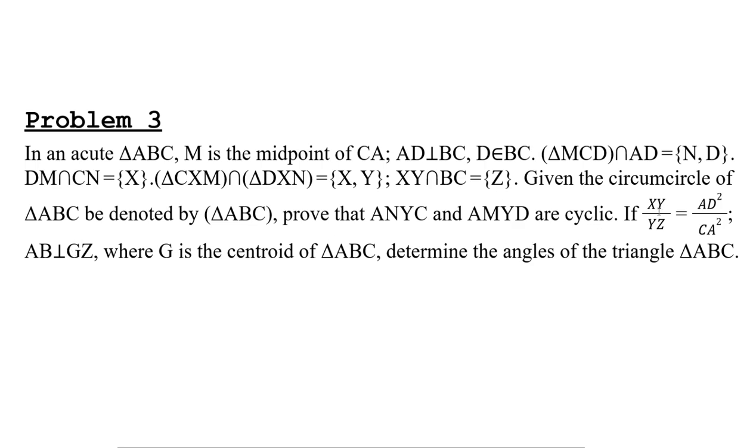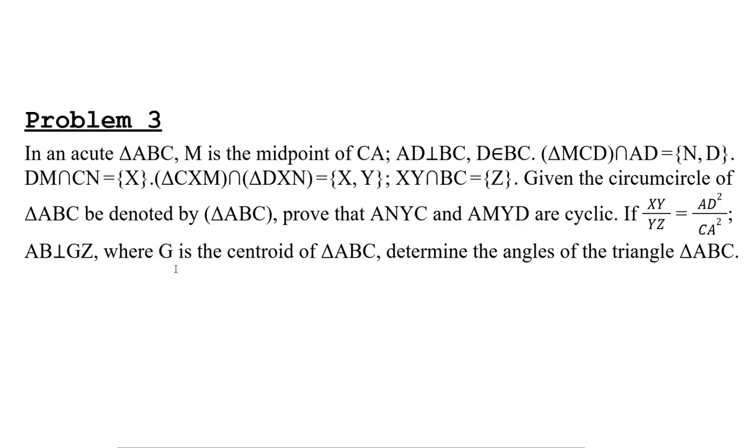So you have to first develop the expression for XY by YZ, and then equate it to this, and see what value of C or whatever angle you get out of that. And then here, you do the same thing but for B. We already know the angle C, so that makes you a step closer to finding what angle B could be, or angle A.